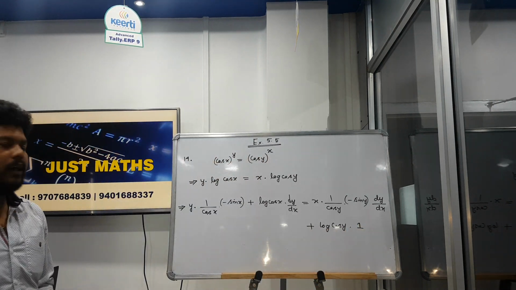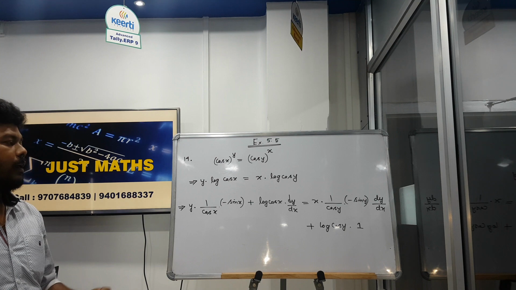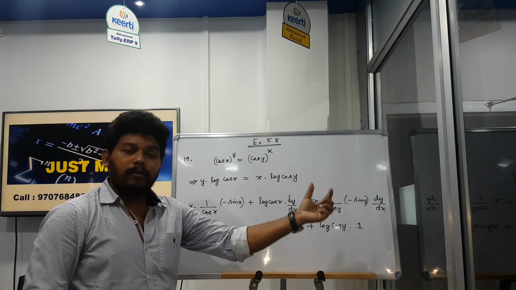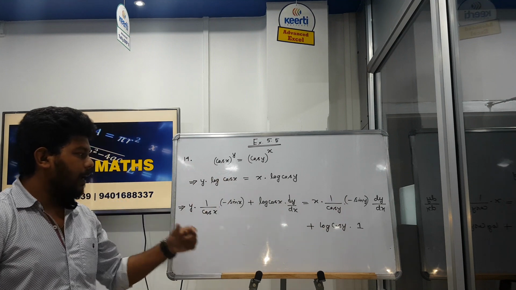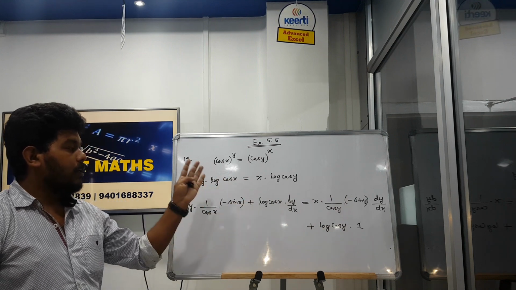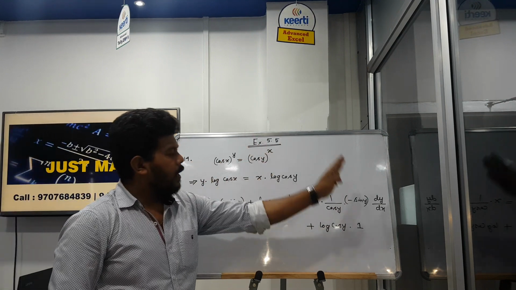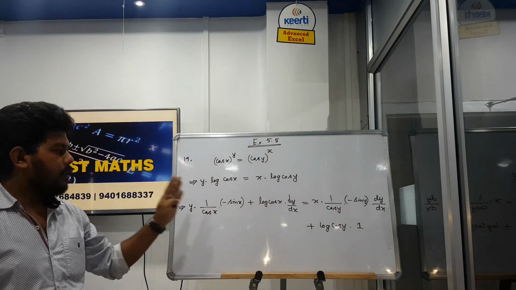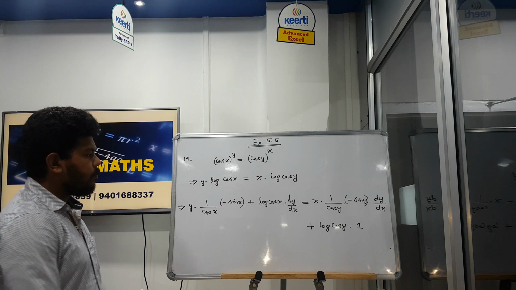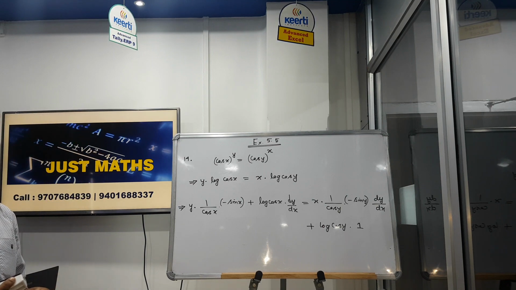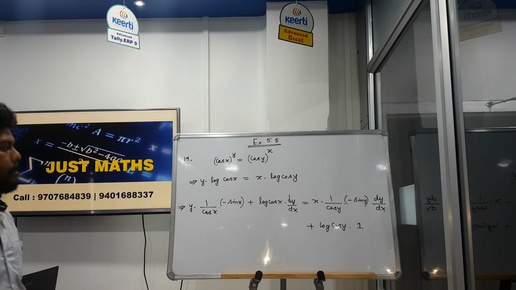Just like number 13, if you collect all the terms involving dy by dx on one side and the other terms on the other side, you will get the desired result. I hope you can proceed. This is number 14.